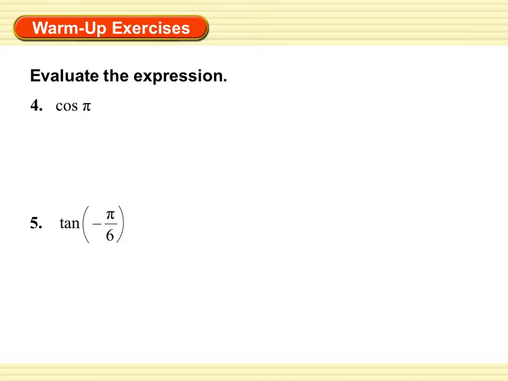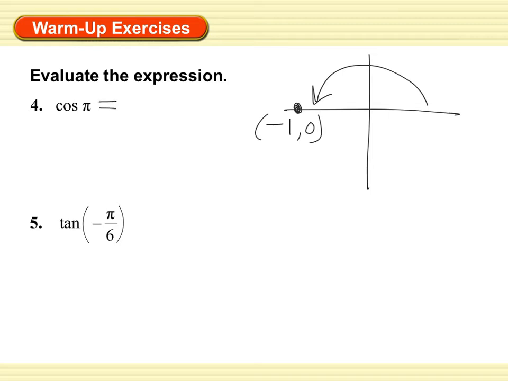Evaluate the expression. Cosine of pi. That's right here. We don't have any other information, so I know this is the unit circle. My point right here is -1, 0. Cosine is x over radius. So my x value is -1, my radius is 1, so my answer is -1.